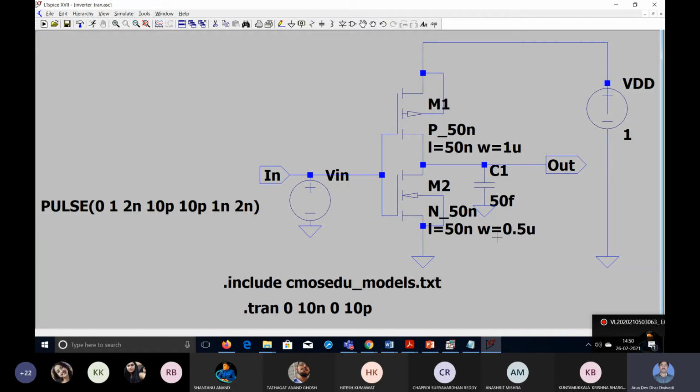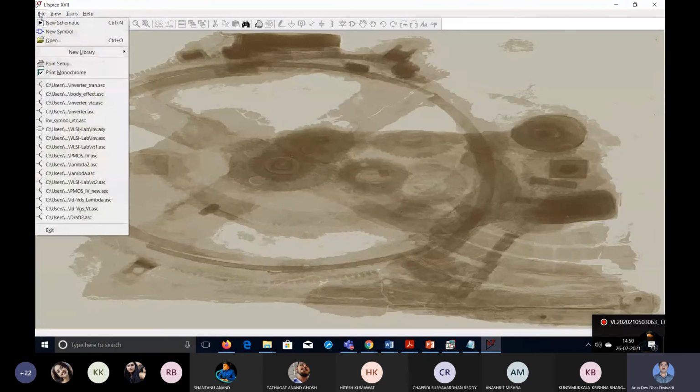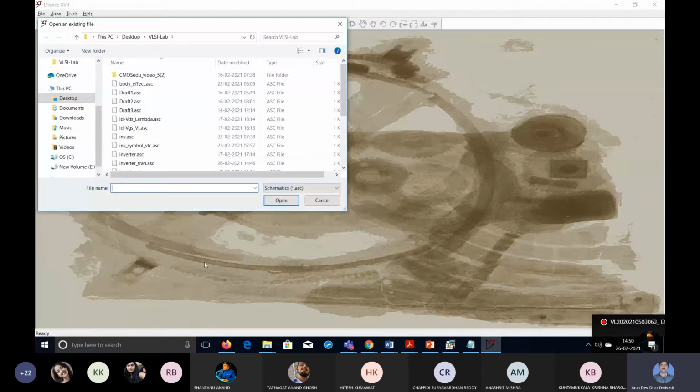So this is the transient one, and let me come to the VTC plot, the transfer characteristics of the CMOS inverter. In the transient characteristics, is there any question? Dear student, do you have any question in this one? No, sir. Then okay, moving on. Then the VTC plot we have also done.